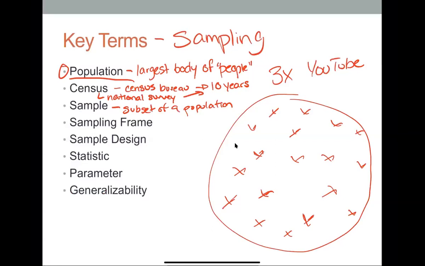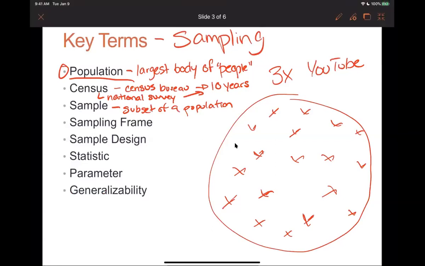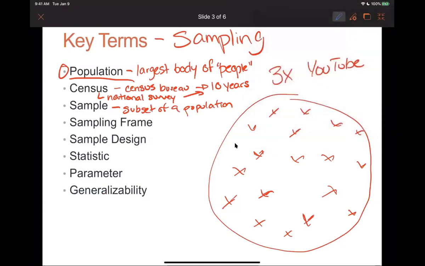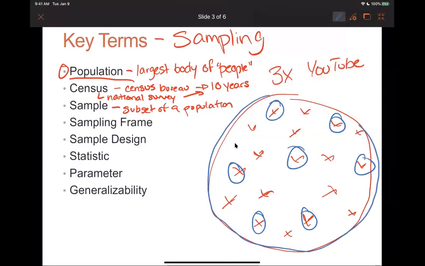So one of the things that we often have to do is take a sample, a subset of that population. In this example, we're going to choose only those people who are circled in blue because it's a smaller number for us to deal with and get information from. And then we're going to use what we get from the blue group to estimate, or extrapolate broadly back out to what we think the population would say.